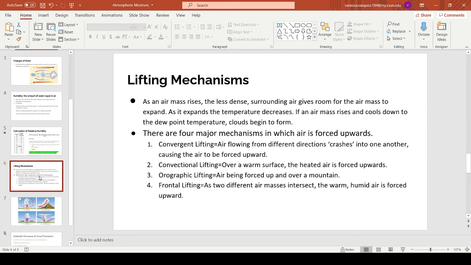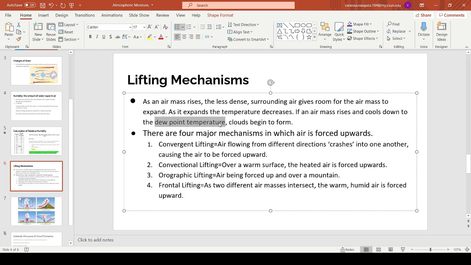And our next slide is based on cloud development. So what are the different ways that clouds form? Here you can see that there are 4 major mechanisms of cloud formation. But before that, let's just read this generally on the development of clouds. As an air mass rises, the less dense surrounding air gives room for the air mass to expand. As it expands, the temperature decreases. If an air mass rises and cools down to the dew point temperature, clouds begin to form. As we know, dew point temperature is when relative humidity is 100% and the air mass is saturated to form clouds.